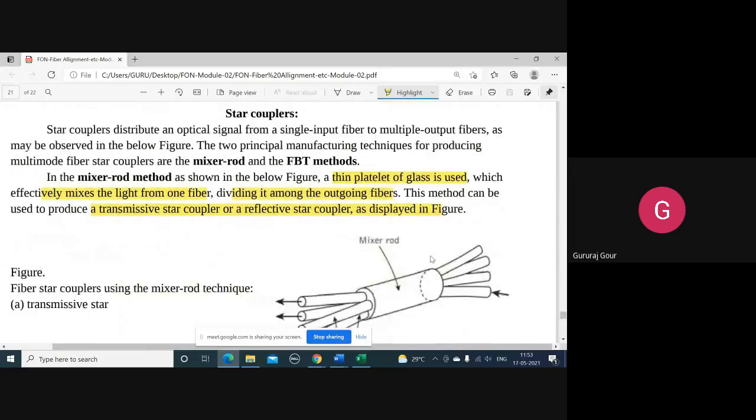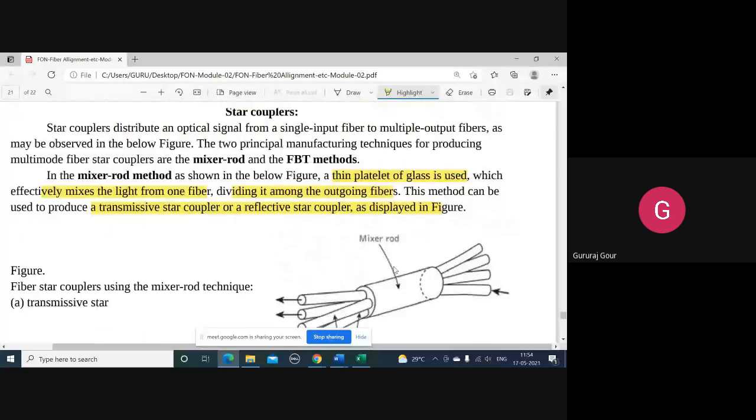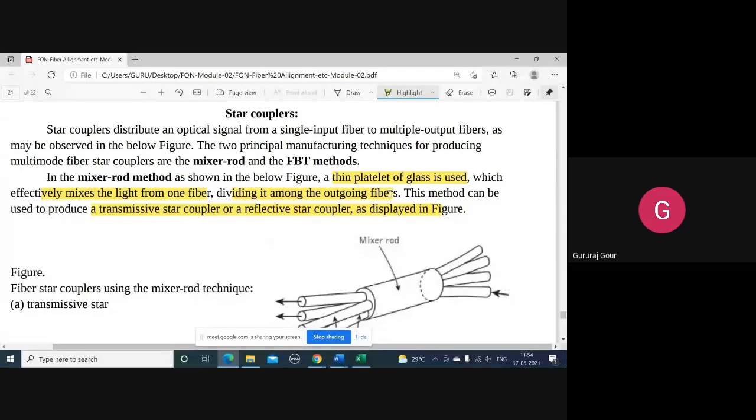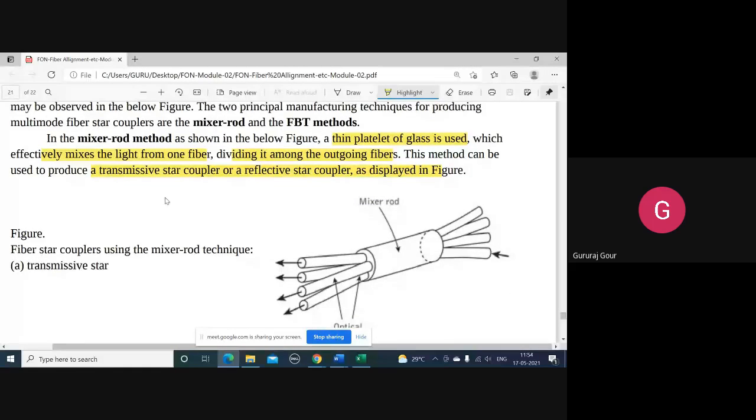Quickly, we can go through the star coupler in detail. Two principal manufacturing techniques used to form multi-mode fiber star couplers are the mixed rod and FBT methods. In the mixed rod method, a thin platelet of glass is used, which mixes the light from one fiber and divides it among the outgoing fibers.